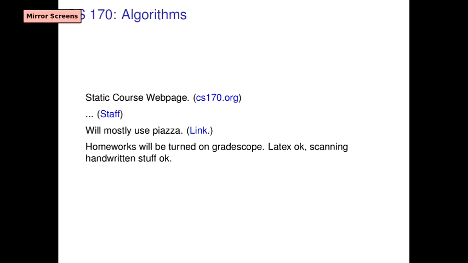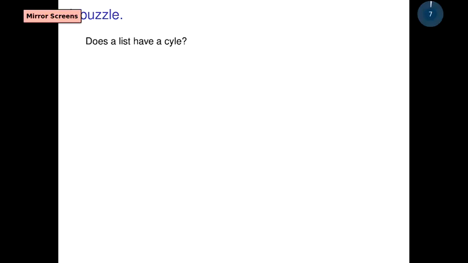Okay. So, does a list have a cycle? This is a puzzle. It's like a coding interview puzzle. You want to give an algorithm or method to figure out whether a list has a cycle. Now this question is loaded, right? Already it's loaded. You're supposed to know what a list is, right? Do you know what a list is?